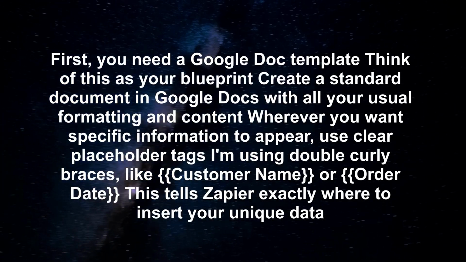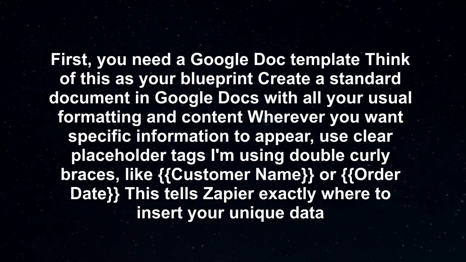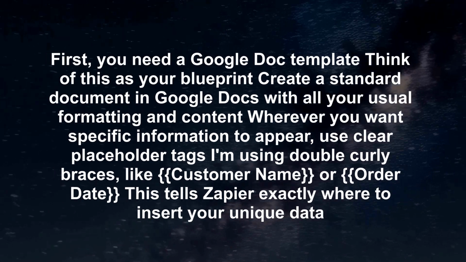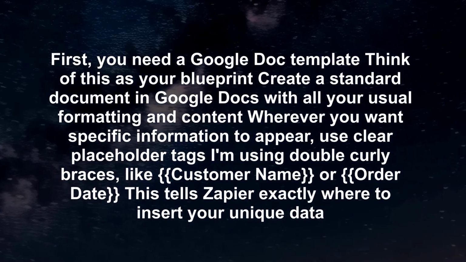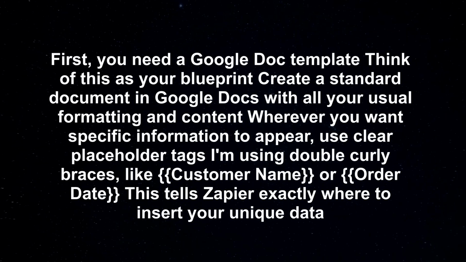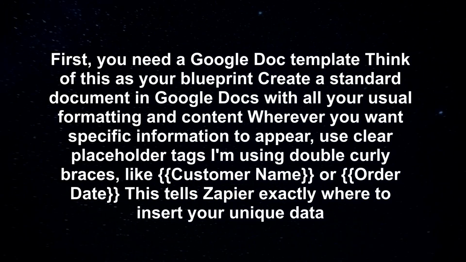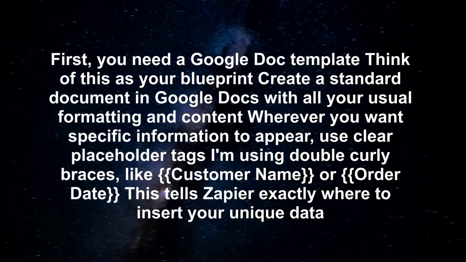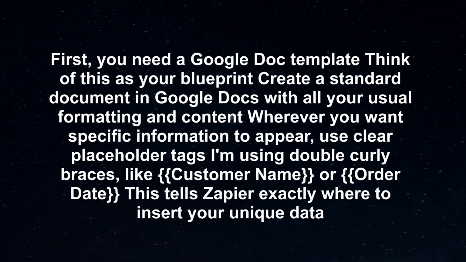First, you need a Google Doc template. Think of this as your blueprint. Create a standard document in Google Docs with all your usual formatting and content. Wherever you want specific information to appear, use clear placeholder tags. I'm using double curly braces, like customer name or order date. This tells Zapier exactly where to insert your unique data.